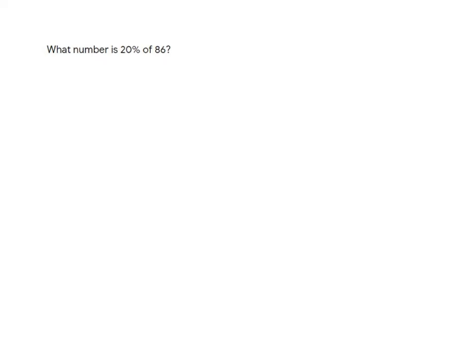And so I go, what number, so that's x, is, equals. So what number is 20%? You can write that as 20 over 100, or just 0.2, it's completely up to you. I'm going to go ahead and go 20 over 100, just because I need to recognize that that's what a percent is, divided by 100. And then of is always multiplication, and then 86.